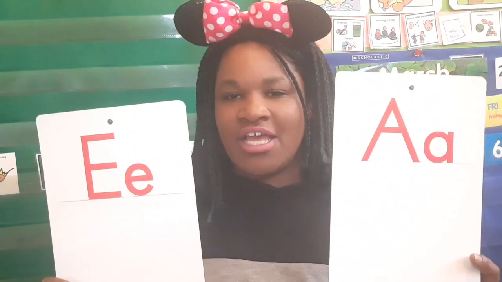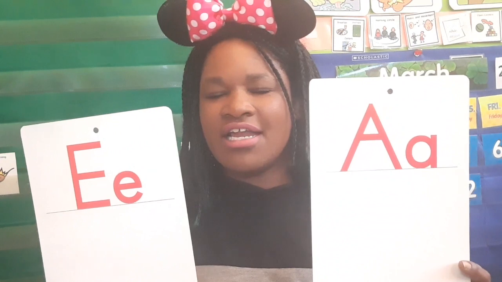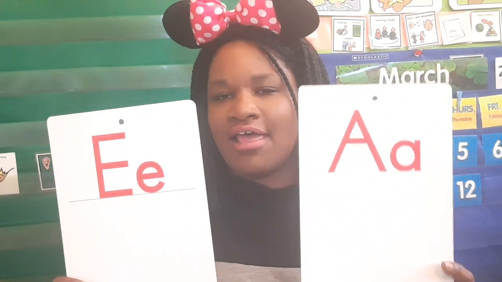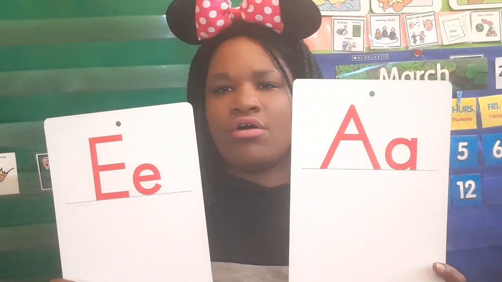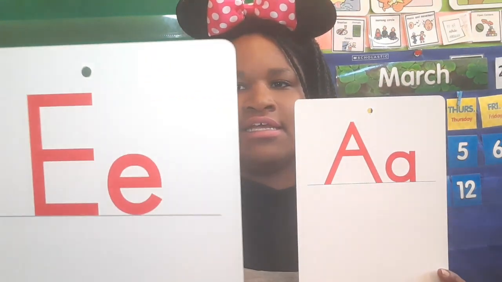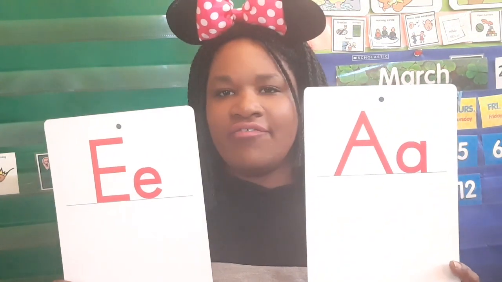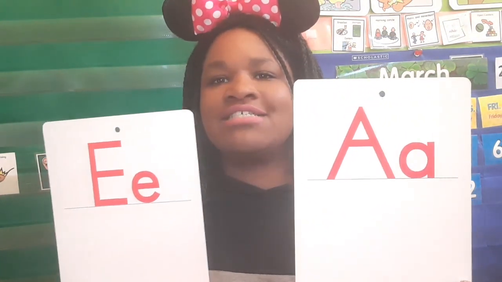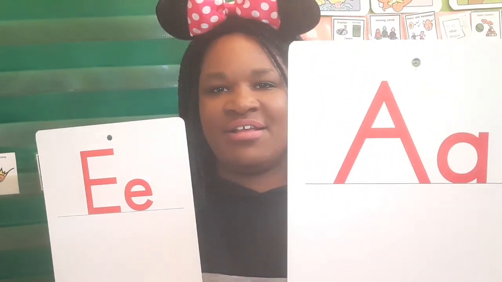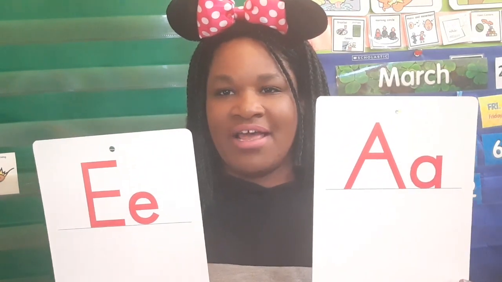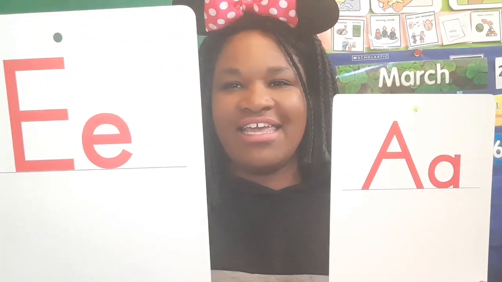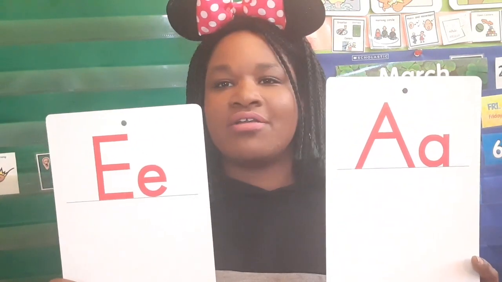All right, you guys, so we're going to play a game using the letters E and A. This is how we're going to play. I'm going to say a word, and you're going to listen carefully. Do you hear an A sound, or do you hear an E sound in that word? If you hear an A sound, I want you to touch the A. If you hear an E sound, I want you to touch the E. Are you ready? Put on your listening ears.